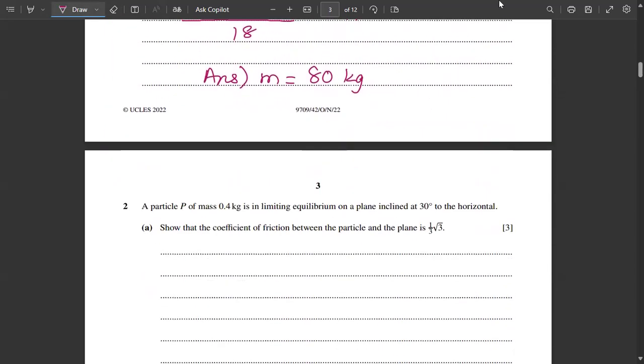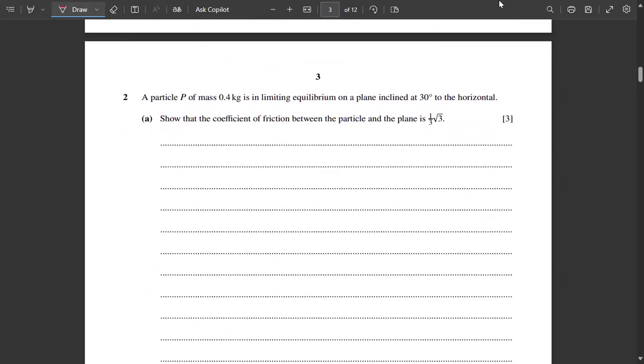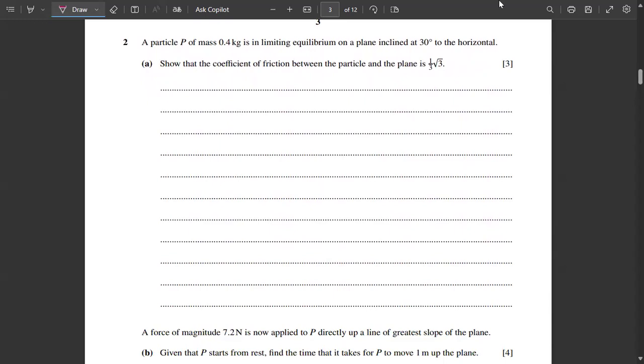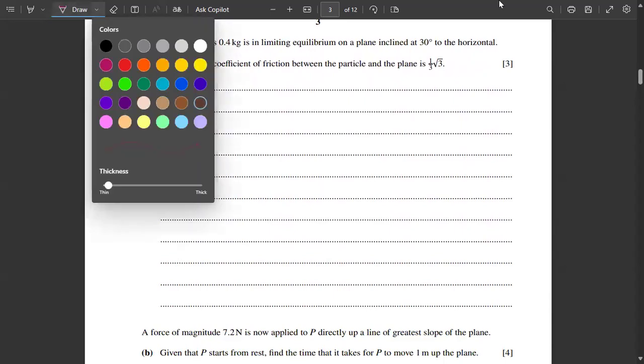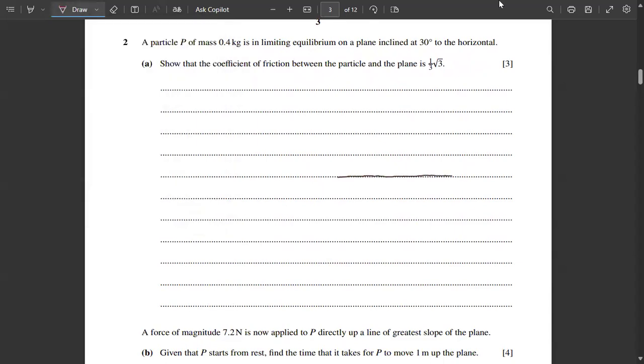Moving to the next question. A particle of mass 0.4 kg is in limiting equilibrium on a plane inclined at 30 degrees. Okay, let's start drawing the diagram.